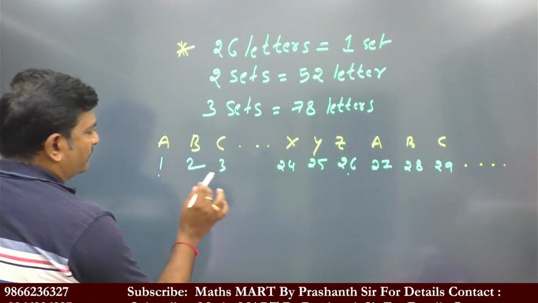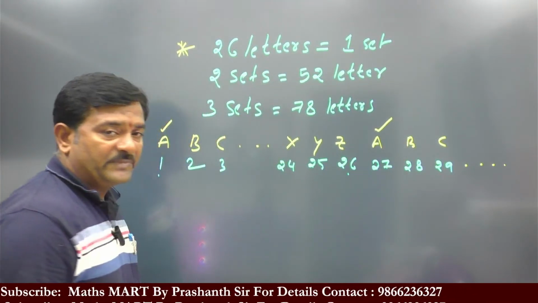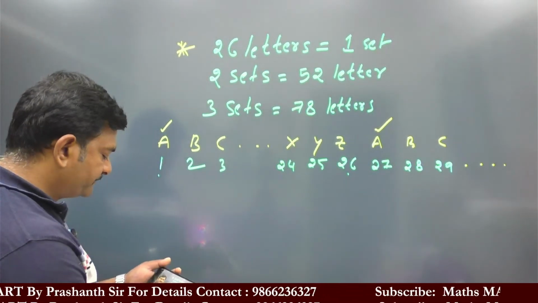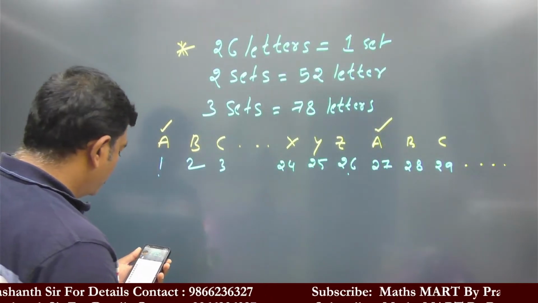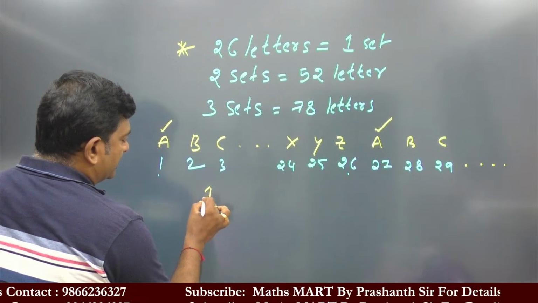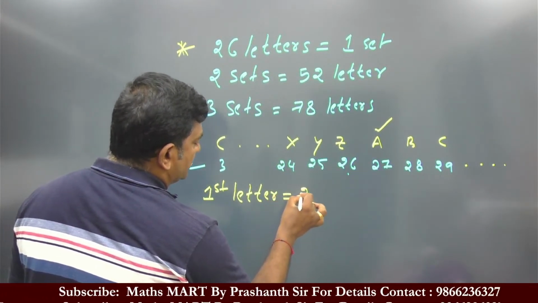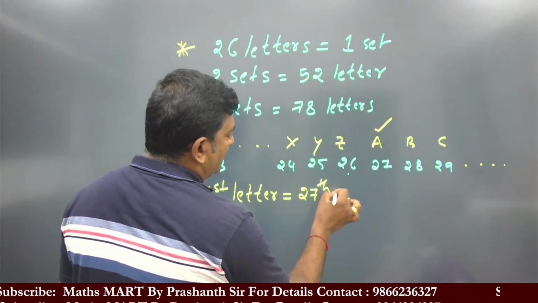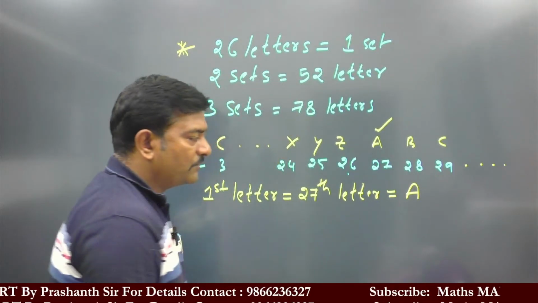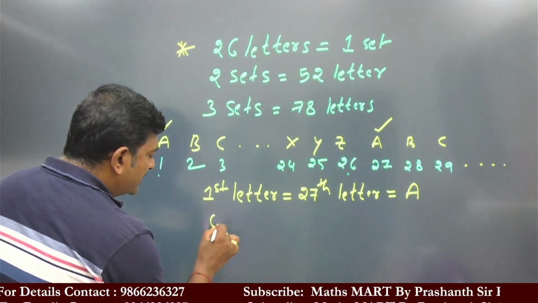Initially you should know, from this example, shall I say our first letter and 27th letter both are same? Yes or no? First letter is A and the 27th letter also, what can we take? A only. So that is the reason. Now observe here: in the English alphabet, the first letter and 27th letter both are same. That is equal to how much here? A.